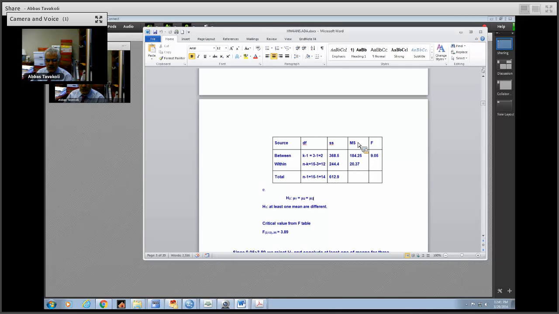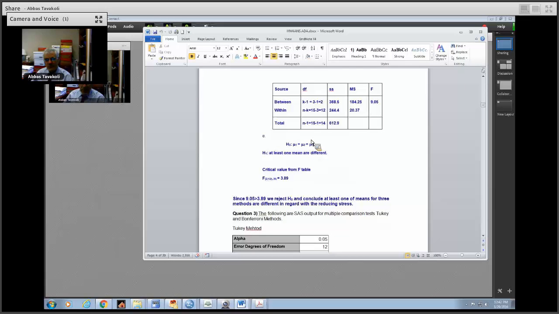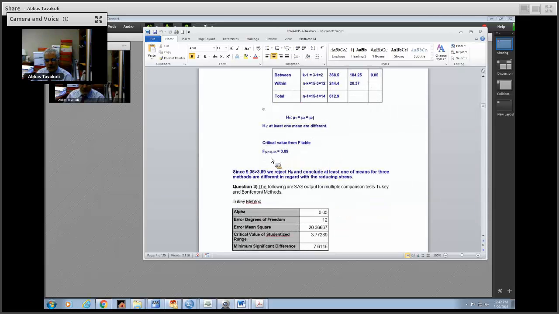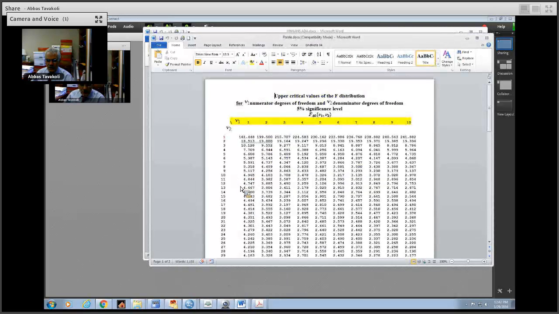Then you can create the ANOVA table. So your degrees of freedom is k minus 1, you have 3 groups minus 1, which is 2, and n minus k is 15 minus 3, which is 12. And these are the sum squares. Then you get the mean square, which is sum square divided by degrees of freedom. 368.5 divided by 2 gives you 184.25. The same for the mean square error, 244.4 divided by 12, you get 20.37. And the F is 184.25 divided by 20.37, you get 9.05.